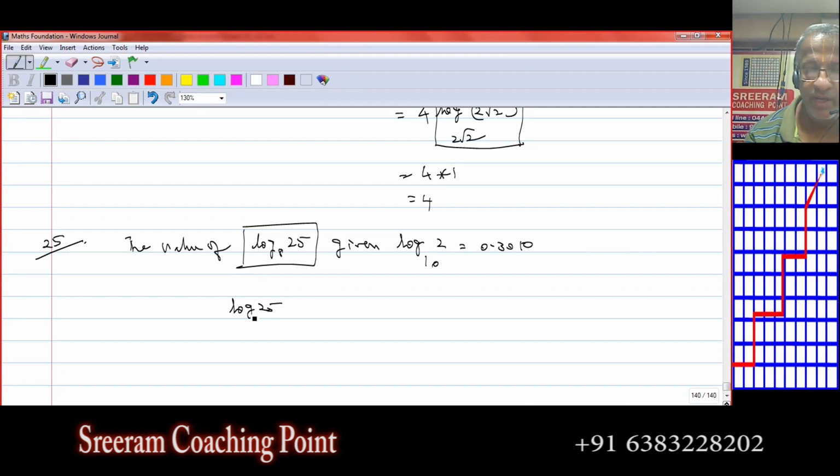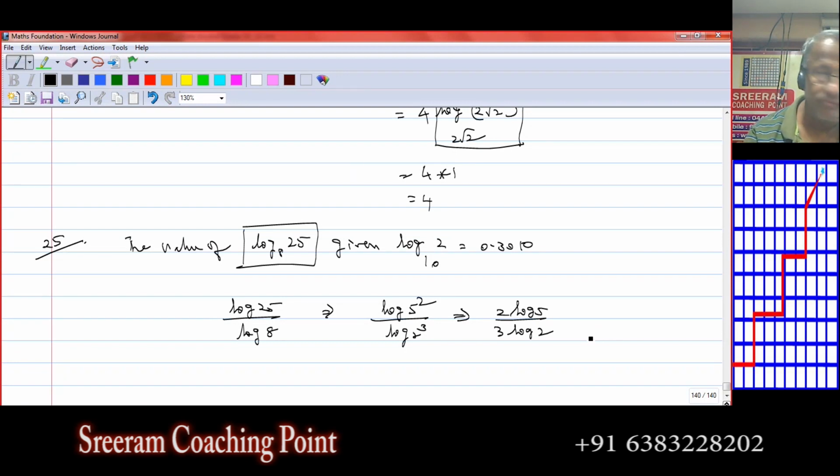Log 25 divided by log 8. Here itself, you have drawn the solution, so you are just getting onto the right track. So this becomes easier to crack. So it is log 5 squared divided by log 2 cube. This will be rewritten as 2 log 5 divided by 3 log 2.